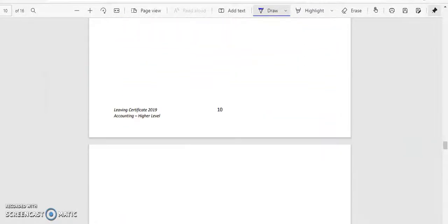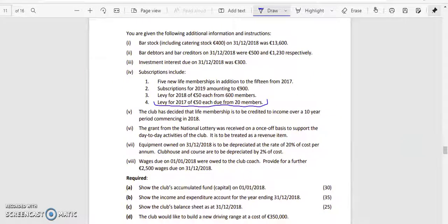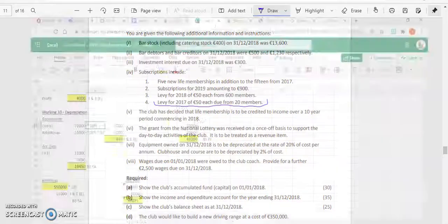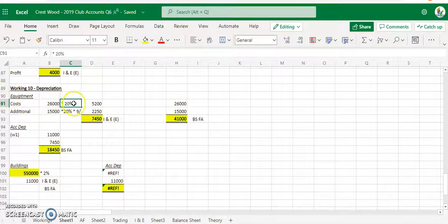So we look into the question. We also used it when we adjusted our buildings at the start of the year. So rate of 20%. So equipment owned on the 31st of 12, 2018 is to be depreciated at a rate of 20% of cost per annum. So we bought 26,000 by 20% would give us 5,200.